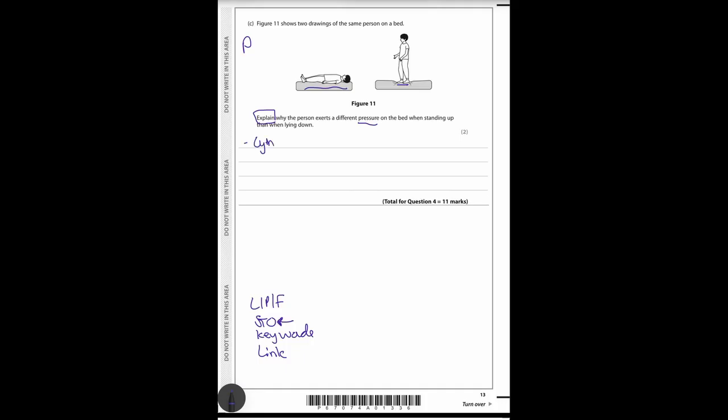Well, lying down means there's a greater area. And I'm just going to abbreviate, means greater area. Okay, so if there's a greater area when he's lying down, is there a formula that's got pressure and area in there? Oh yeah, there is. Pressure equals force over area. So I'm going to write pressure equals force over area. Again, obviously you've got to write in full words. So I've done the law, principle, formula. Okay, so have I used keywords? Yeah, I've said area, I've said force, I've said pressure, so the keywords are sorted.